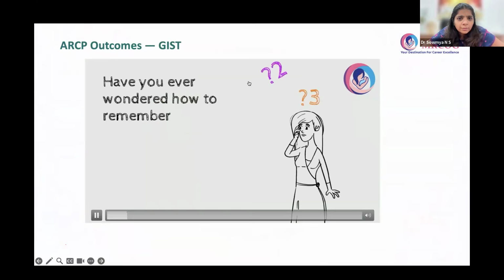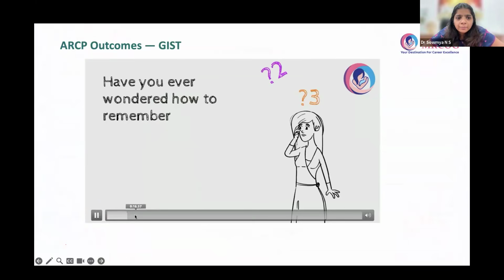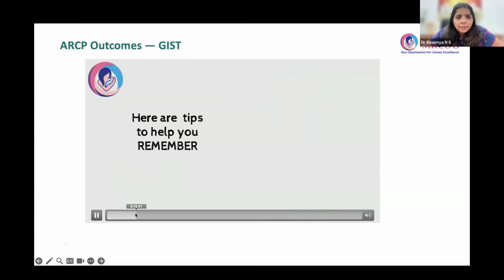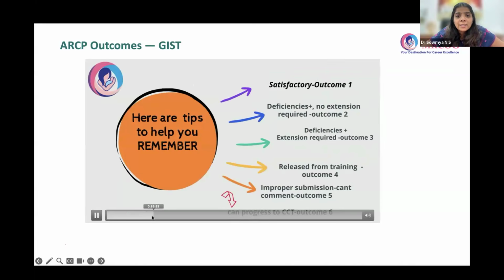Just a minute, guys. Have you wondered how to remember ARCPs? Here are tips for you to remember. Satisfactory is outcome 1, deficiencies with no extension is outcome 2, deficiencies with extension required is 3, release from training is 4, improper submission is 5, progress to CCT is 6.